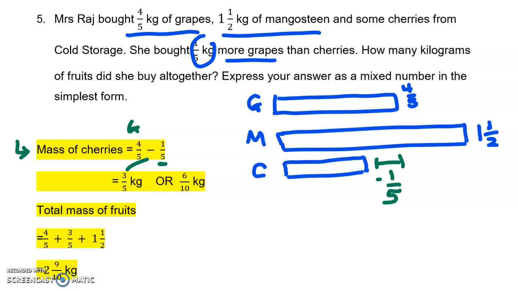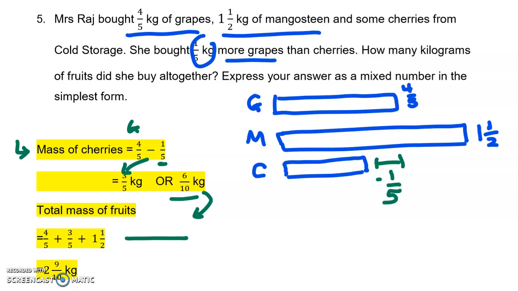Okay, so that will bring you to 3/5, or 6/10. Why do I do this? Because this is related to the next step. You need to add up the whole weight of all the 3 fruits. Then that will be 4/5 for grapes, 3/5 for cherries, 1.5 for mangosteen.